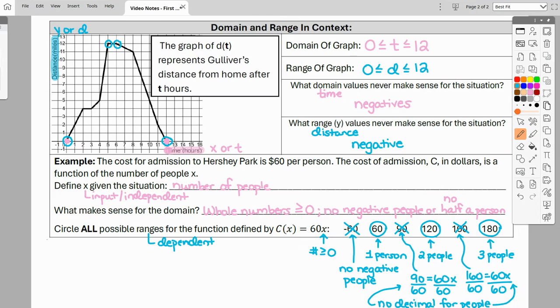Take a look at the 120 and the 180 we circled. I can set those up the same way I just did the 90 equals 60x and the 160 equals 60x. But when I set up 120 equals 60x and divide each side by 60, I get 2. Because it's a whole number greater than 0, that's a possibility for my range. And when I do the same with the 180 I circled, that again gets divided by 60 on each side, just like I did the others. But this time it's a whole number of 3.